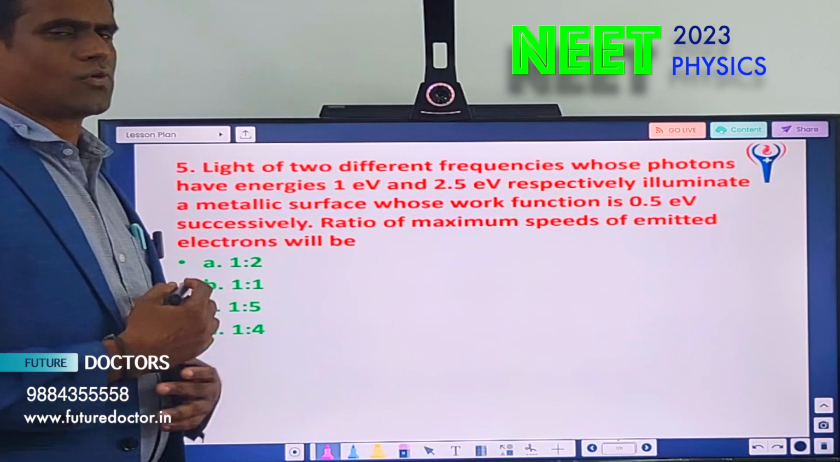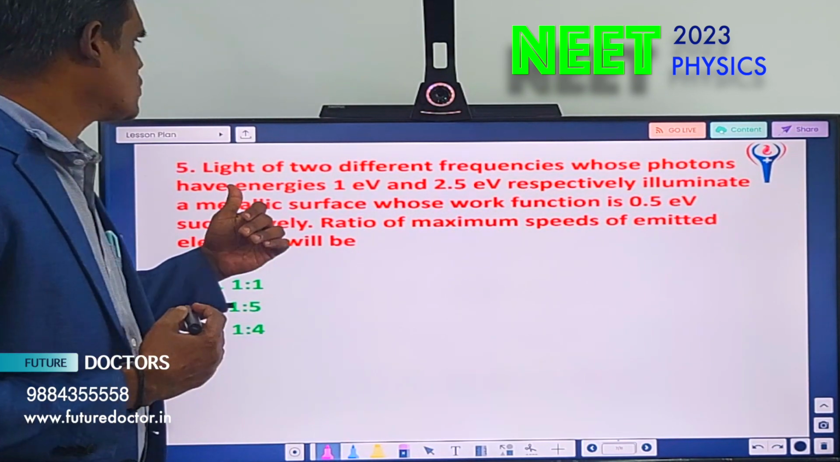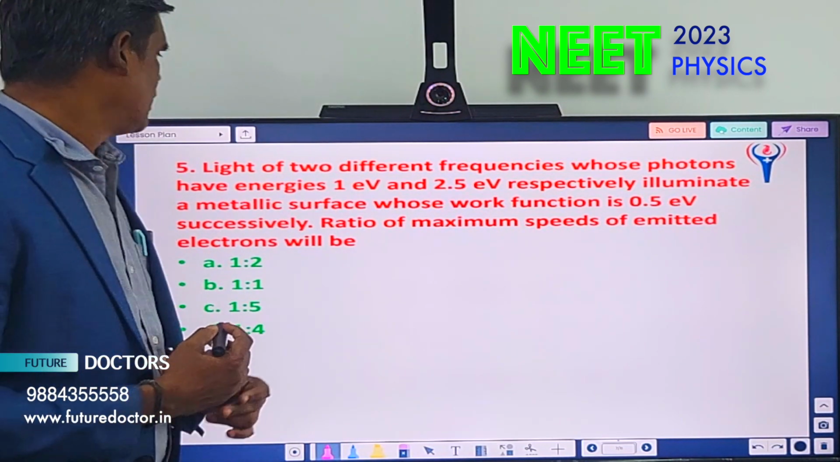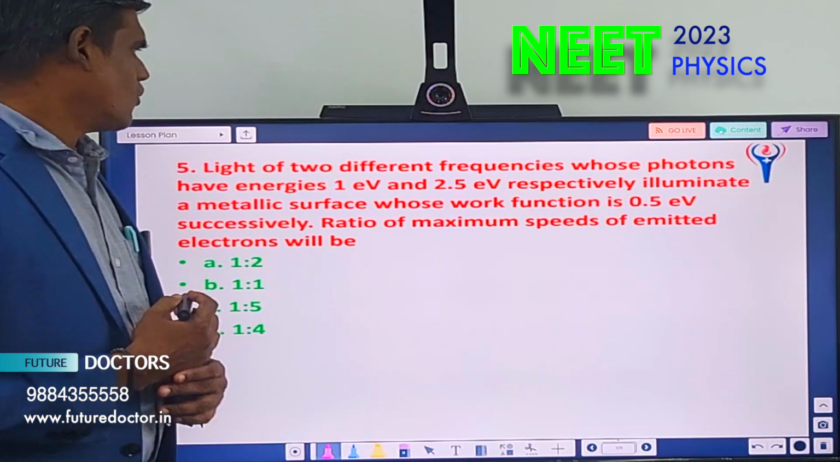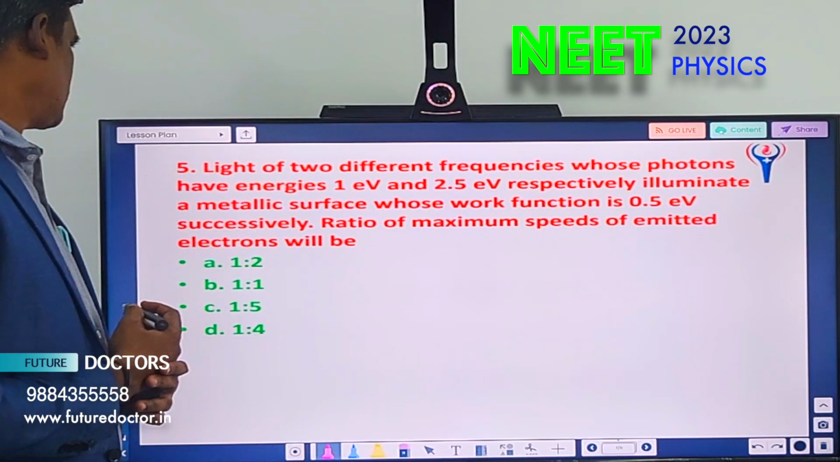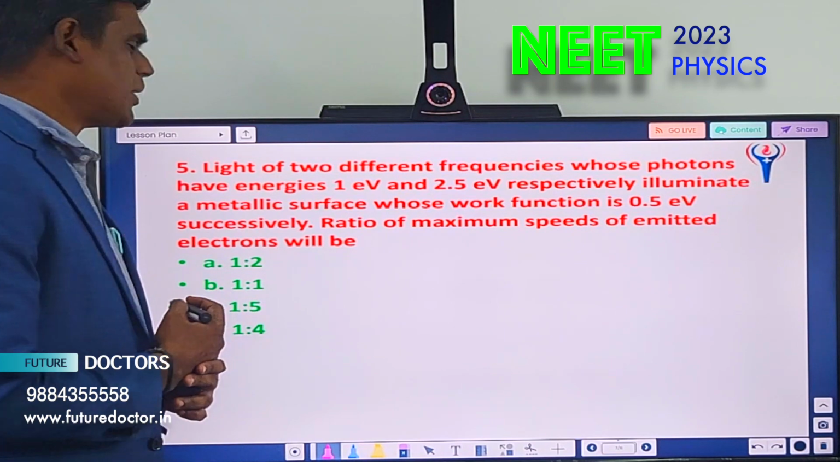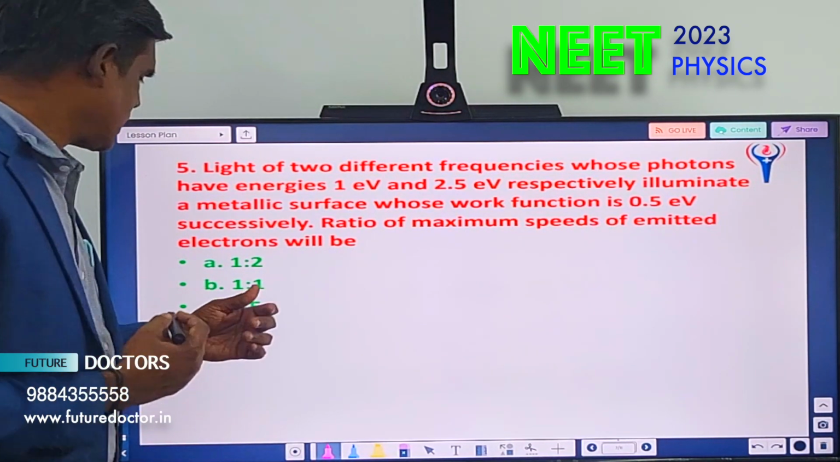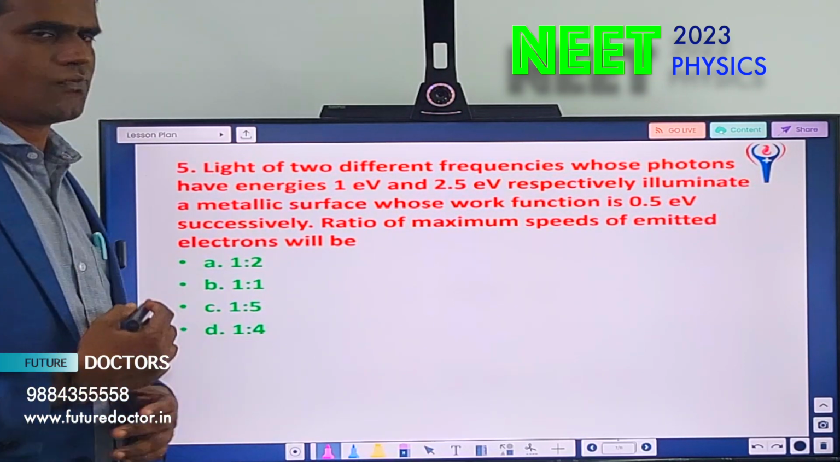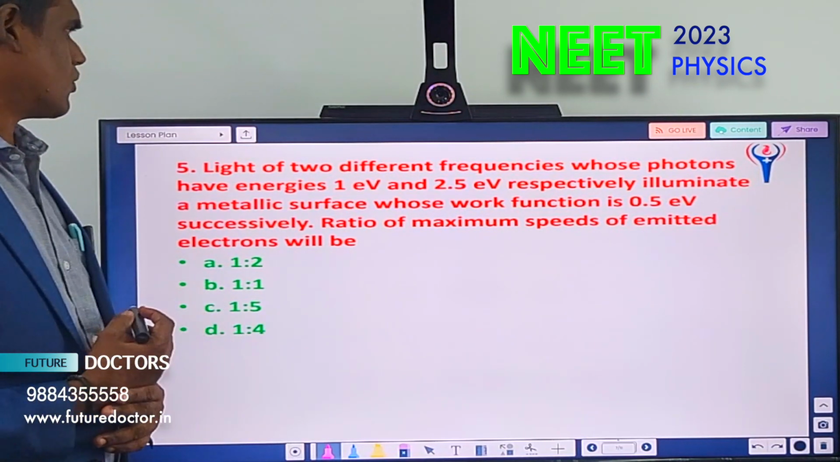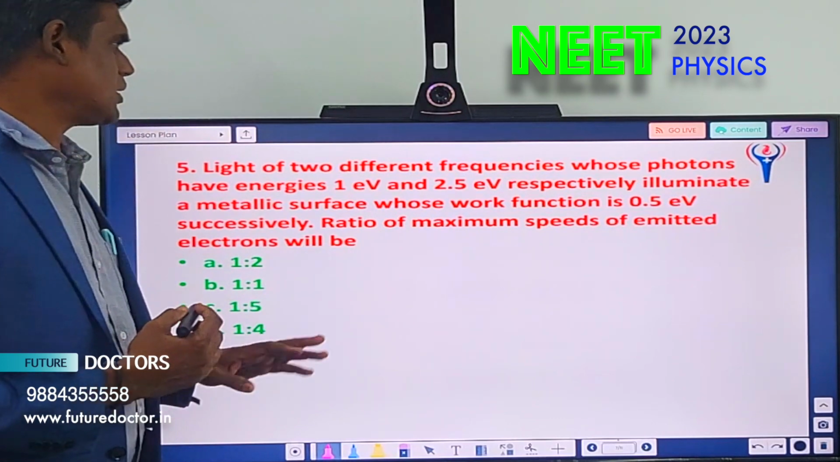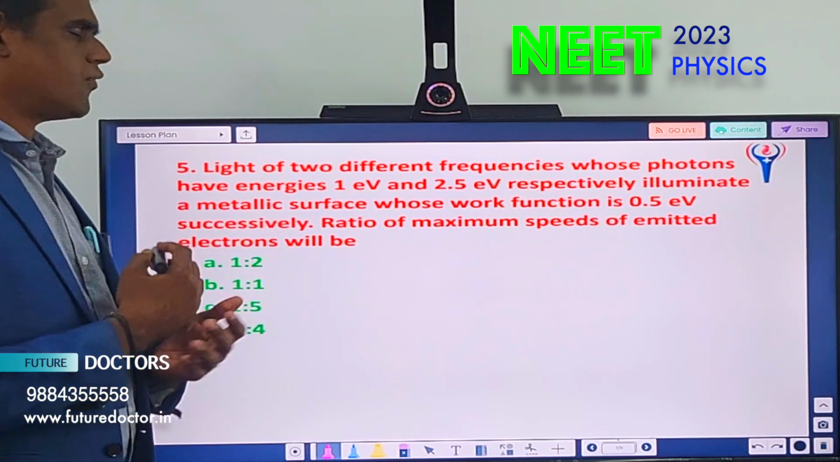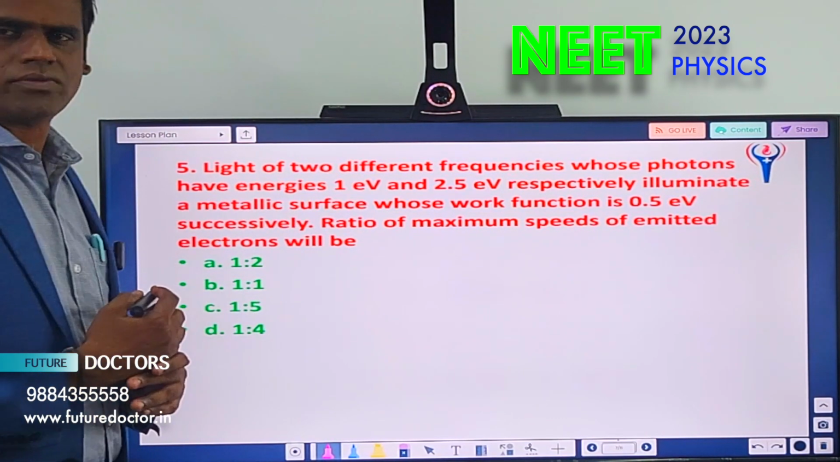Light of 2 different frequencies whose photons have energies 1 eV and 2.5 eV illuminate a metal surface whose work function is 0.5 eV. The ratio of maximum speeds of emitted electrons will be dash. A option 1:2, B option 1:1, C option 1:5, last option 1:4. Here you should know the relation between work function and maximum speed. Then by knowing the formula with the frequency, you will solve this question.